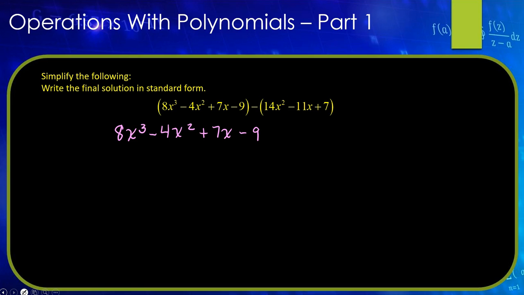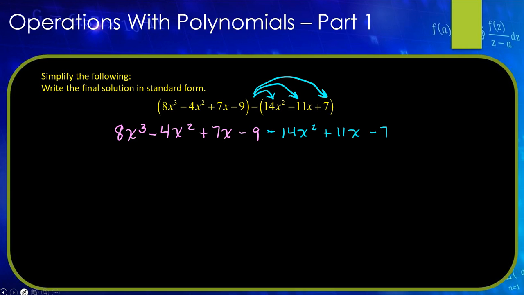The second group, however, does have a minus sign attached to it. And that minus sign is acting as a negative. That has to be distributed, which means that everything I see inside those second set of parentheses is going to have a sign change whenever I remove the parentheses. So I distribute the negative and I get a minus 14x squared, a plus 11x, minus 7.